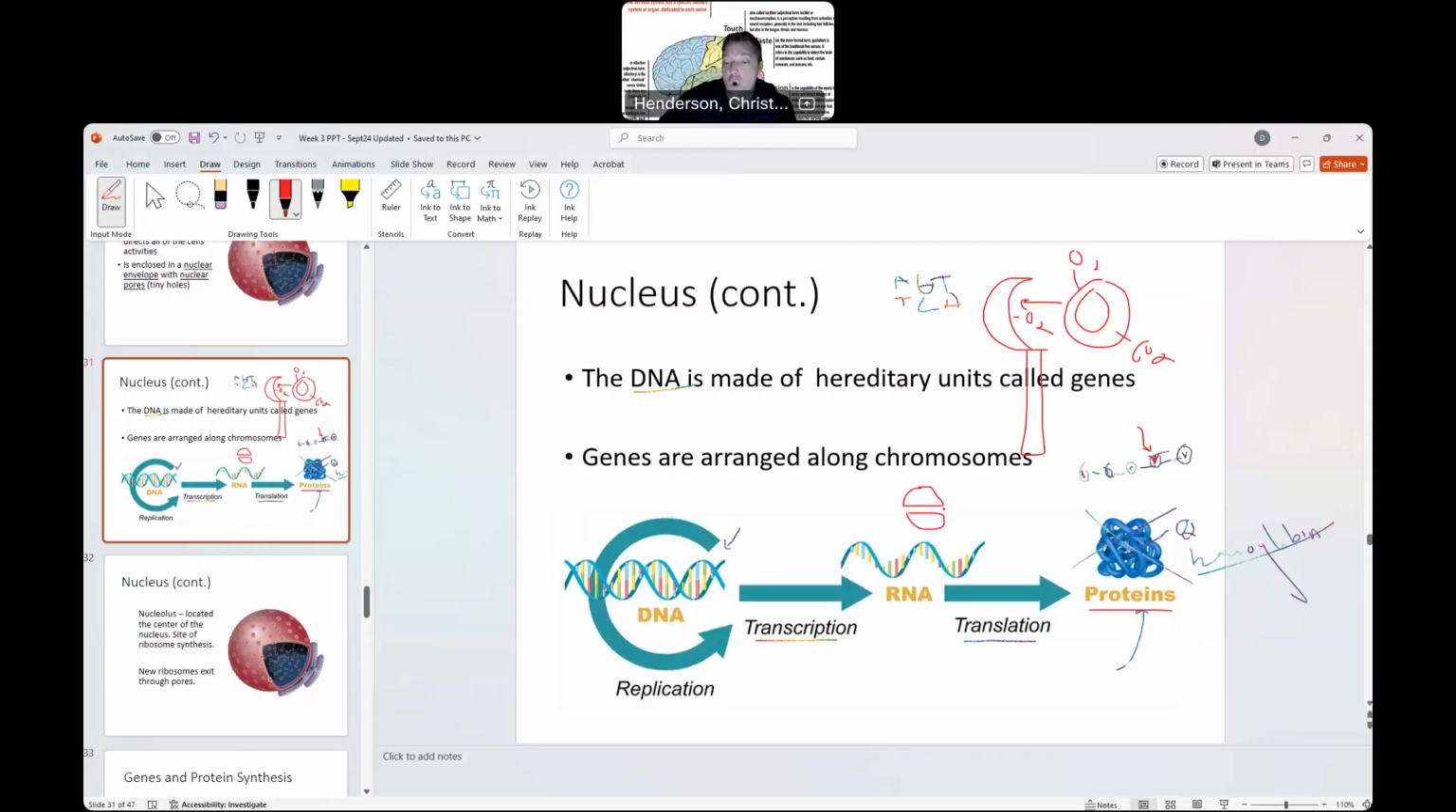So how does it know how to do that? How does it know that it's going to put methionine and then valine and then arginine? And how does it know it's going to make these peptide bonds? Well, it has to have instructions. And what are those instructions? Where do they come from? They come from your DNA. Those base pairs, those A's, T's, G's, C's, all that stuff, that's the code.